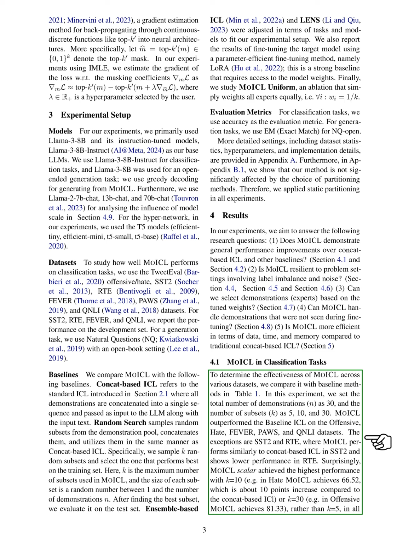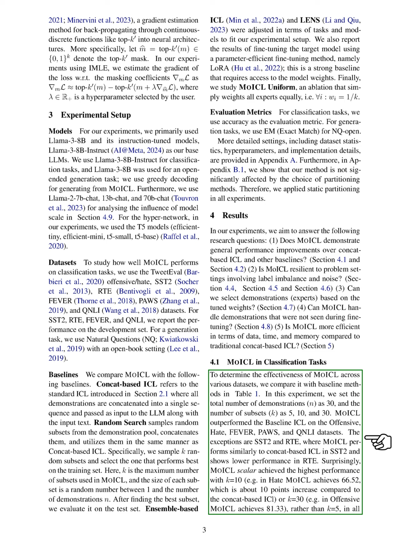However, in the cases of SST2 and RTE, MOICL performed similarly to concat-based ICL in SST2 but showed lower performance in RTE. Notably, MOICL scalar achieved the best results with 10 or 30 subsets, significantly improving performance compared to concat-based ICL, except for SST2 and RTE. This indicates that MOICL effectively balances efficiency and effectiveness, even as a larger number of subsets reduces context length.